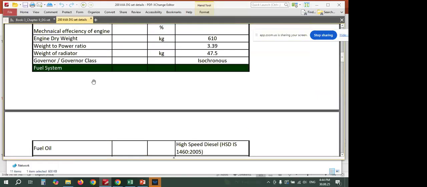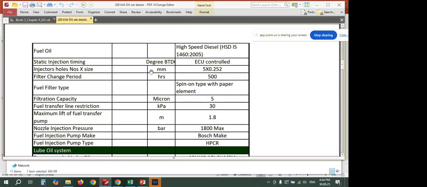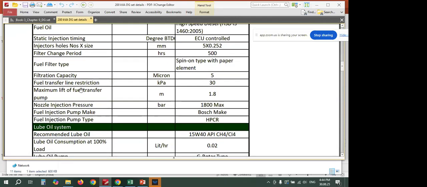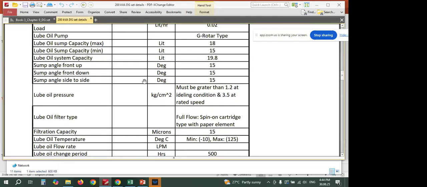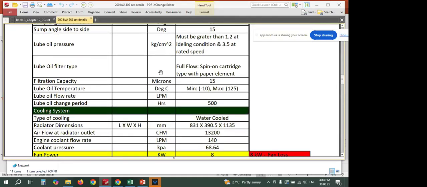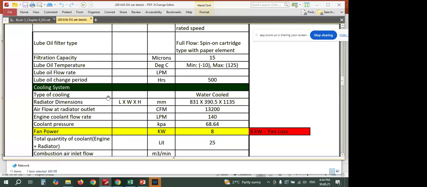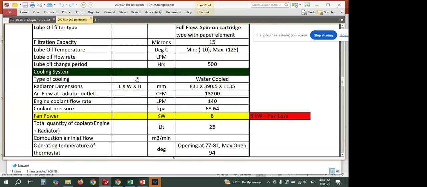Now see the other parameters for mechanical efficiency, etc. Let's forget that. Fuel system, we are not concerned about it right now. Fuel filter, air filter, etc. Lube oil system, capacities, and so on. The manufacturer gives most of them. Now here the cooling system is there. Yes, in the cooling system it is a water cooled engine. Type of cooling water cooled, radiator sizes, airflow, etc. Fan power, there is a fan required for the radiator. So the fan consumes 8 kilowatt. 8 kilowatt is a fan loss.